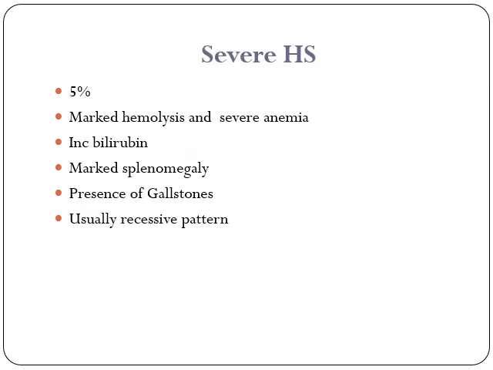Now, next, severe hATTR, 5% of the cases. There will be marked hemolysis, so there will be severe anemia. There will be massive rise of bilirubin level. There will be marked splenomegaly. The gallstone incidence will be increased, and this severe hATTR is usually due to recessive pattern.